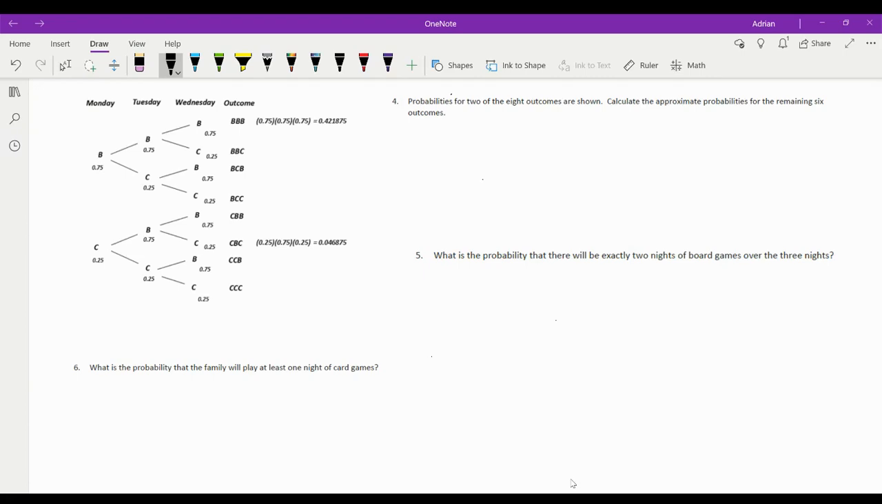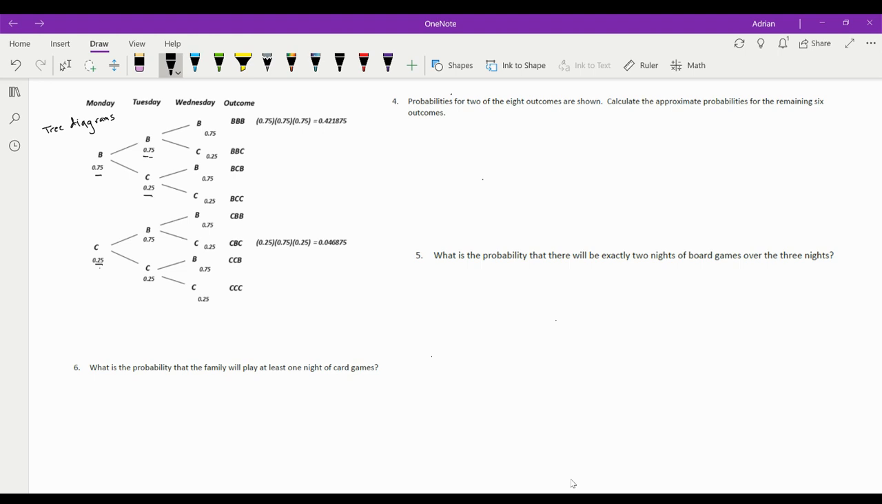So what you're given here is what they call a tree diagram. A tree diagram is useful when there are multiple events occurring one after another. So we have one event in which you have either a board game or a card game. And then the next event is going to be on Tuesday. And then you would have to calculate the probability of getting another board game or card game.